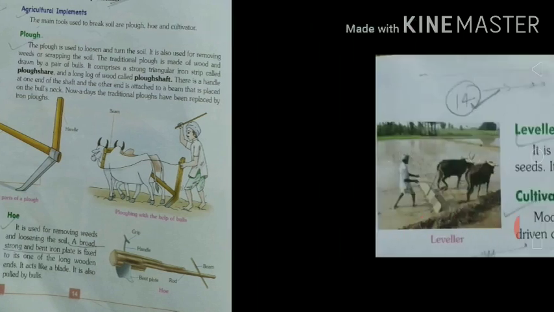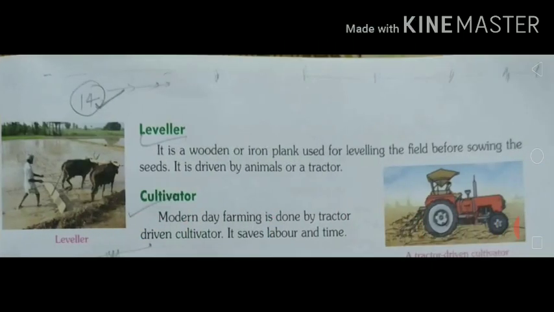Now next we have the leveler. It is a wooden or iron plank used for leveling the field before sowing the seed. It is driven by animal or tractor. So the leveler is also very important. It is used to level the soil.